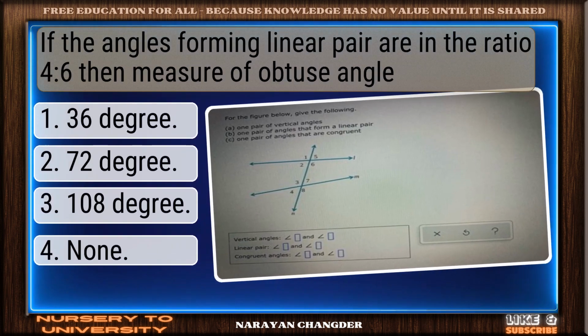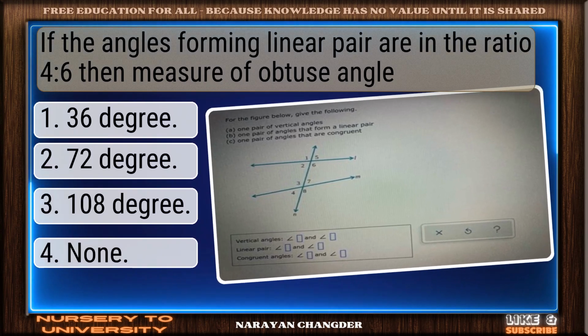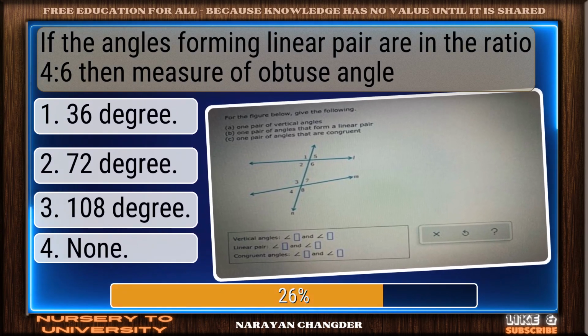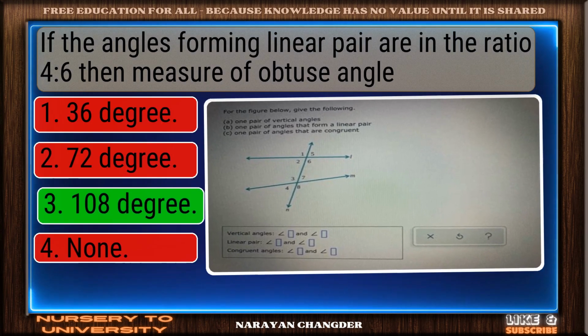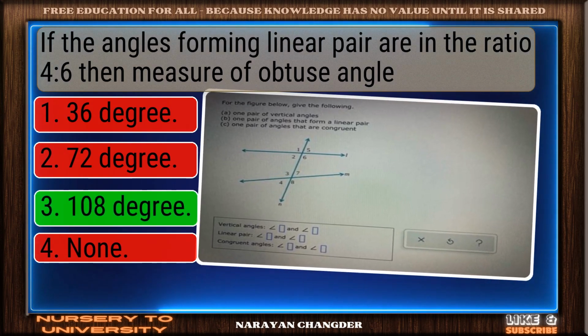Question number 51. If the angles forming a linear pair are in the ratio 4:6, then what is the measure of the obtuse angle? You chose 108 degrees, and it is correct.